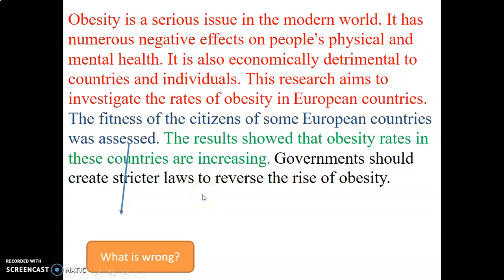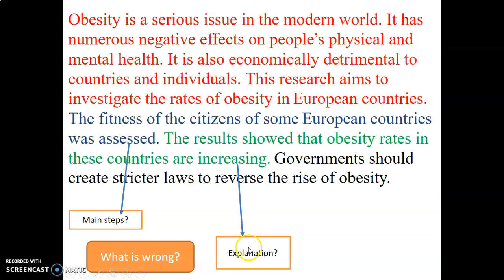The blue part is taken from, what is it called? Methods and materials. And what is missing is some steps, like the main method. Yeah, it says the fitness was assessed, but how? By doing what? Yeah, we're not asking you to describe the whole thing again and repeat the whole methods and materials, but just summarize the steps in one sentence. Then the results and discussion part. It says what the results showed, but it didn't give us any explanation for that.